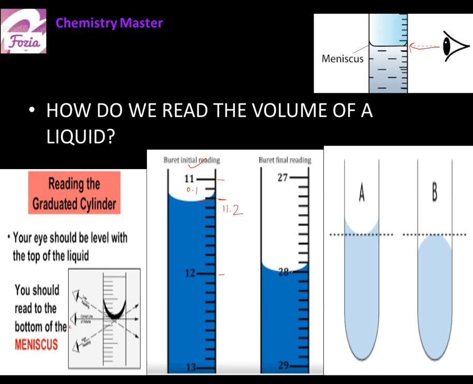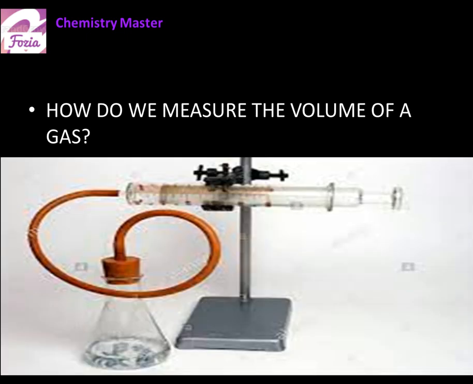Similarly here, the lower meniscus is touching 28. So it is exactly 28 cm cube, right? And just remember that in case of lower meniscus, you read the lower mark, and in case of non-wetting liquids or upward meniscus, you read the upward side. Okay, now that was all about measuring liquids.